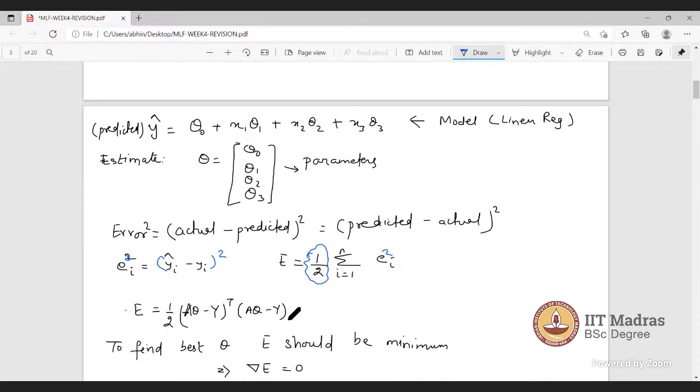If we write this error in the form of vectors or matrices, we find the equation like this, where A theta is the predicted values and y is the actual value. The error is a square, right? We already know that to find the square of a vector we do a dot a, which gives a transpose a, which is nothing but a squared. So here A theta minus y is the error, and to get its square we do (A theta minus y) transpose (A theta minus y).